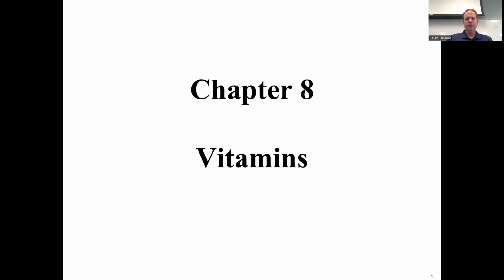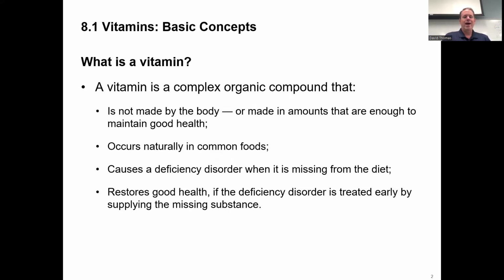So let's just start with looking at how you define a vitamin. The one thing to note is that it is an organic compound. That just means that it is basically built upon carbon, hydrogen, oxygen elements. Usually not made by the body in great amounts. Now, there's a couple of exceptions.